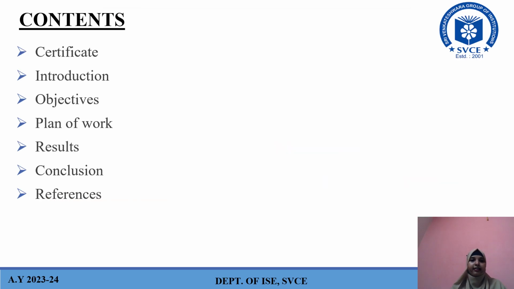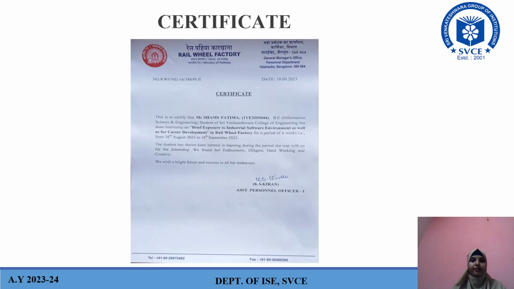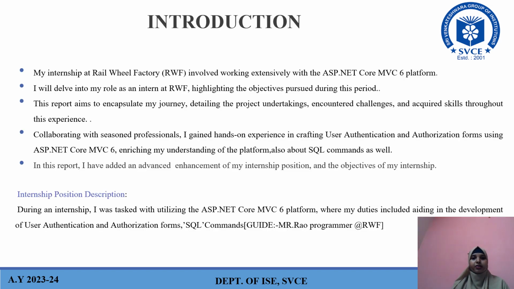So the contents are the certificate which I have received, introduction, objectives, plan of the work, results and conclusion, and references. So this is the certificate which was issued from the railway factory. Moving on to the introduction part.